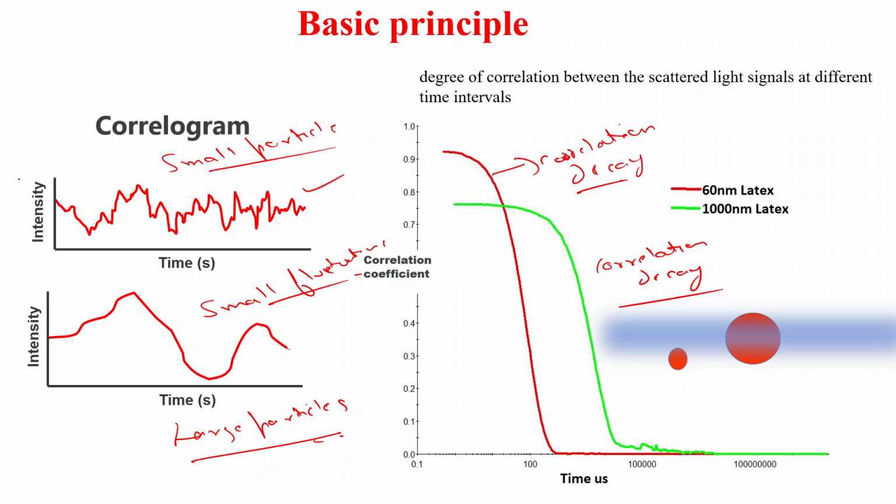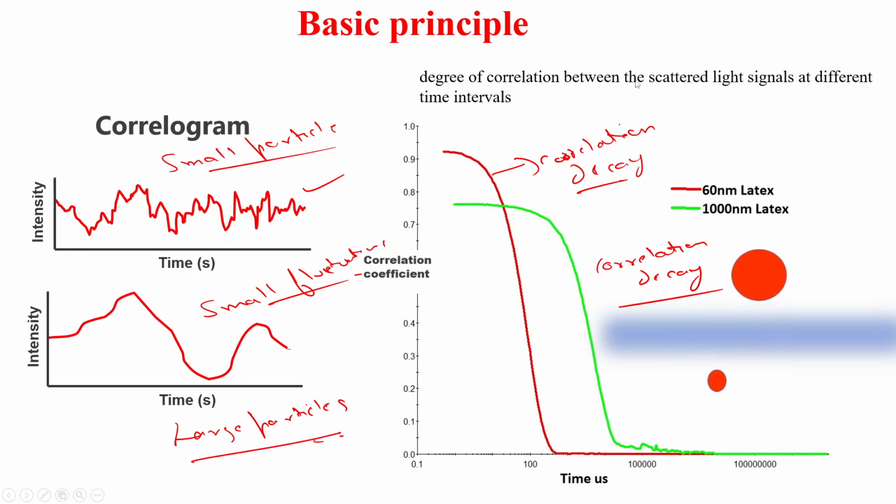So again, repeating that small particles will cause greater fluctuation in the intensity with respect to time, whereas the large particle will cause a smaller fluctuation in the intensity with respect to time. And these graphs will get converted to the correlogram. In this correlogram we can see that if small particles are there, they are moving faster, so the correlation decay will be faster in the case of small particles.